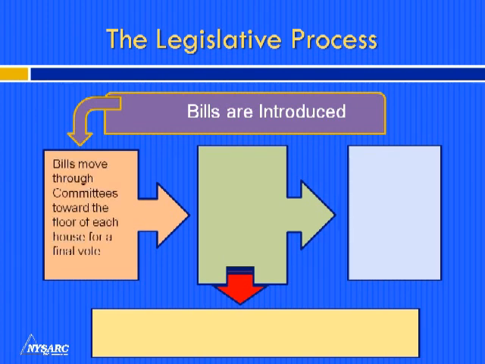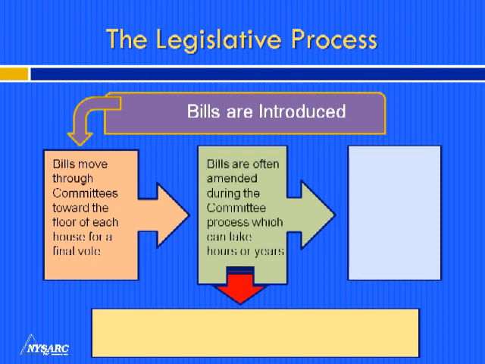Second, bills move through the committee process towards the floor of each house for a final vote. Bills are sent to the committee that deals with the subject of the bill. For example, if the bill introduced relates to public education, it will be referred to the Education Committee for review. Bills can jump to other committees as well if they involve multiple subject areas. Many bills are amended during the committee process. This can take as little as a few hours or as long as a few years.